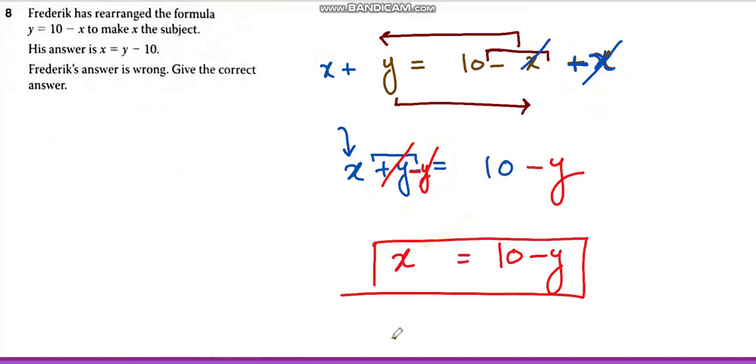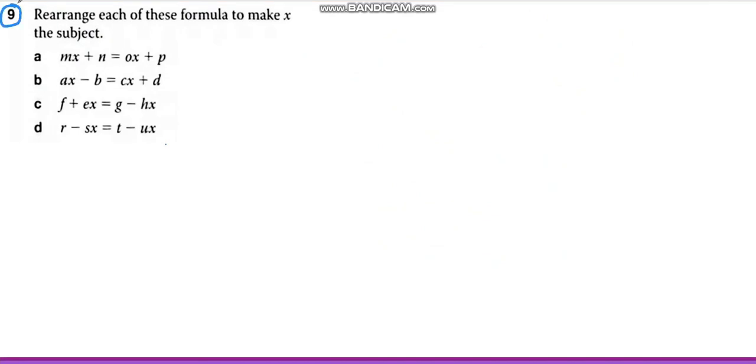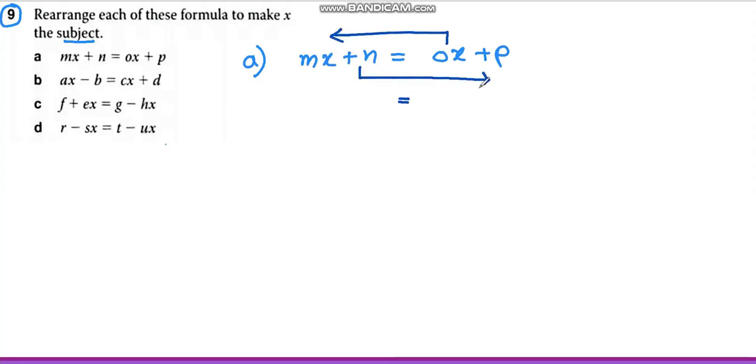Now let me proceed to the next question. In question number 9, it says rearrange each of these formulae to make x the subject. So let me do a part. In a part, we have mx plus n equals ox plus p. These parts are a bit different from the previous one, because here, first of all, we need to shift the variable containing x on one side and the other variables should be shifted to the other side. So let me bring ox towards the left and plus n towards the right.